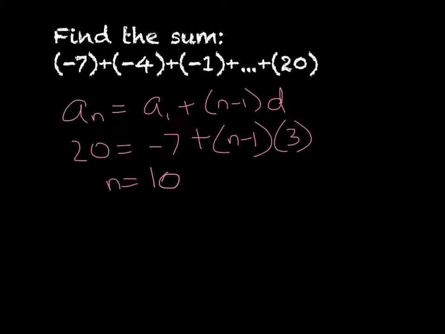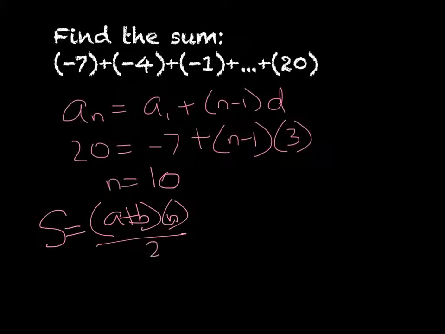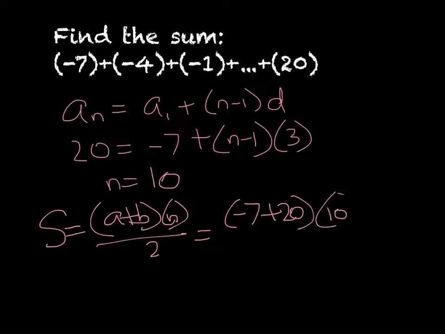And now, we can apply either the first or the second formula we learned. I'll just use the first. S equals A plus B times n over 2. So our first term is -7. Our last is 20. We have 10 numbers. Divide that by 2. And so what we end up with is 65.